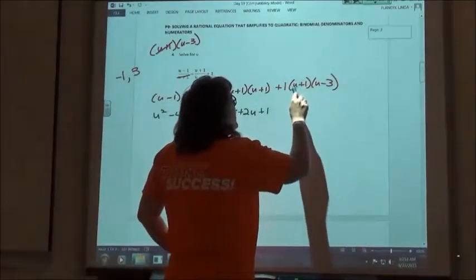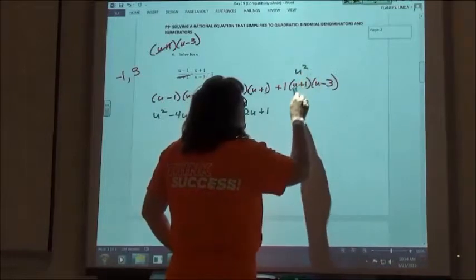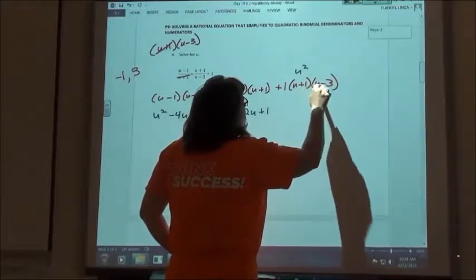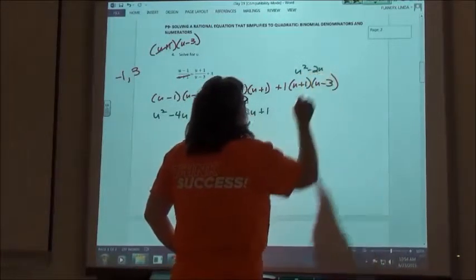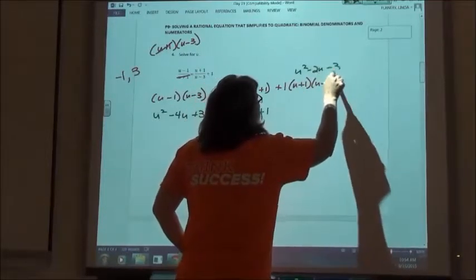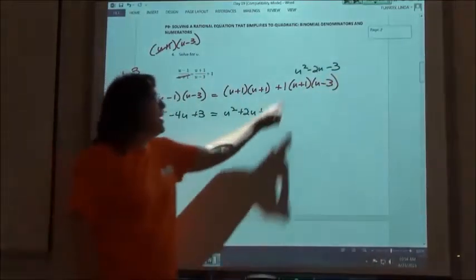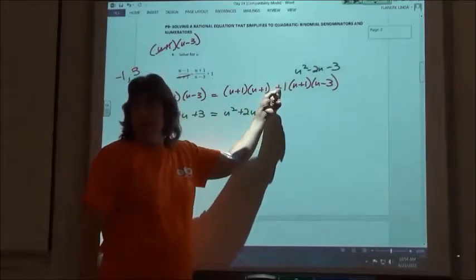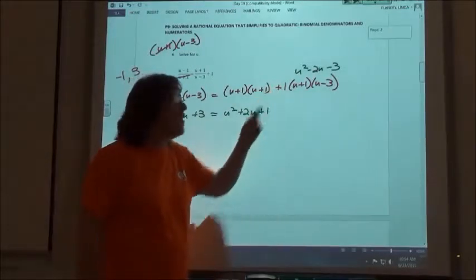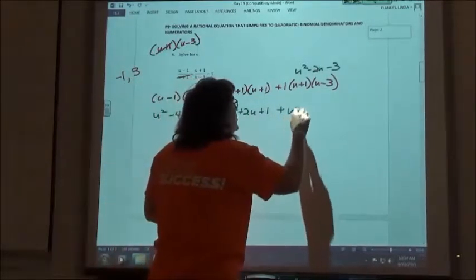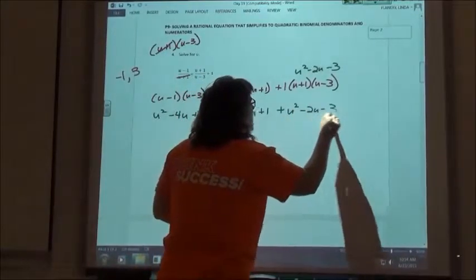Here I'm going to FOIL that out. I'm going to have u squared. I'm going to have a negative 3 plus 1, which is negative 2u in the middle. And then 1 times negative 3 is negative 3. I would have to multiply it by what's in front, but in this case there's a 1 in front. So it's going to just stay u squared minus 2u minus 3.